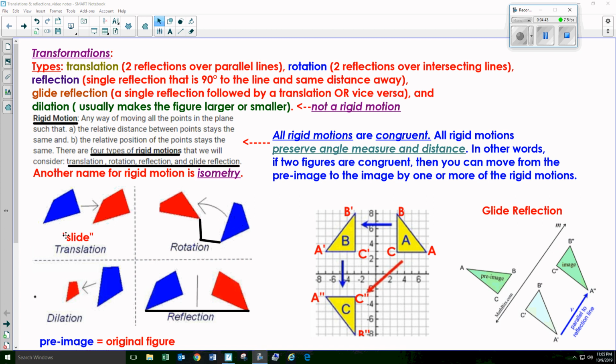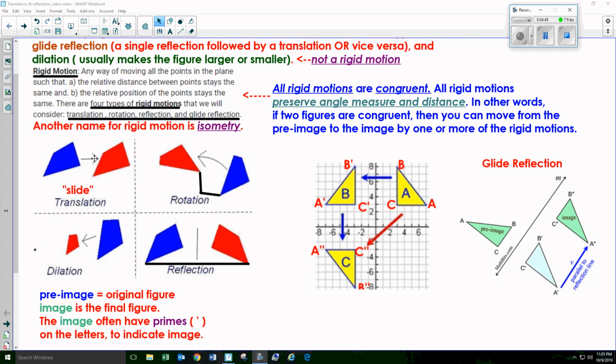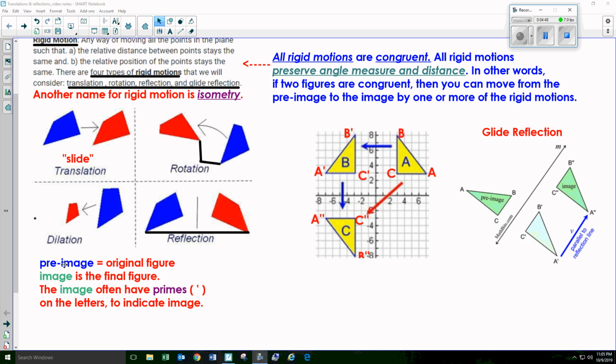Okay, so what they're saying is, the original picture, you notice there's two pictures in each of these. The original picture, vocab-wise, is called the pre-image. So in this case, the blue are the pre-images. Okay, the image is called the final figure. Okay, now it's easy to remember which one is which because pre means before.